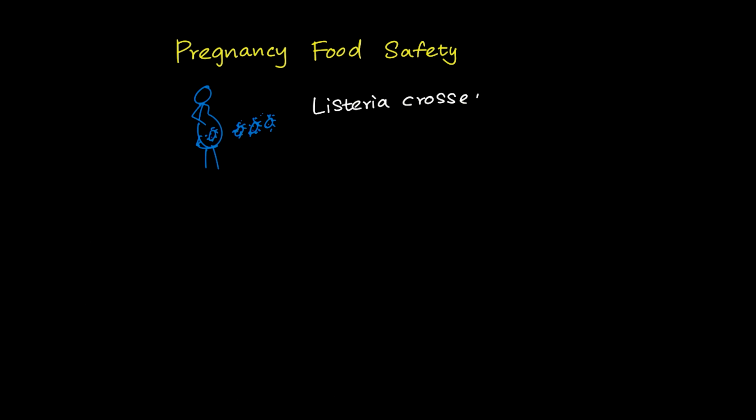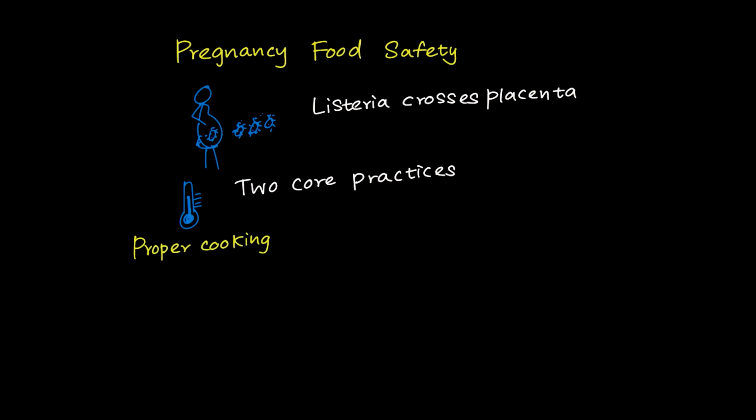Let's work through food safety during pregnancy. Pregnancy changes immune function enough to raise the risk of foodborne illness dramatically. Listeria infection can cross the placenta and cause miscarriage, stillbirth, or severe newborn illness. Salmonella and toxoplasmosis also pose real risks to mother and fetus. Two core practices cut that risk sharply: proper cooking and cold storage.